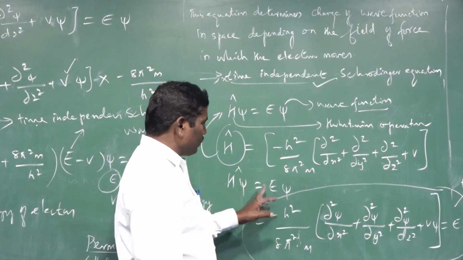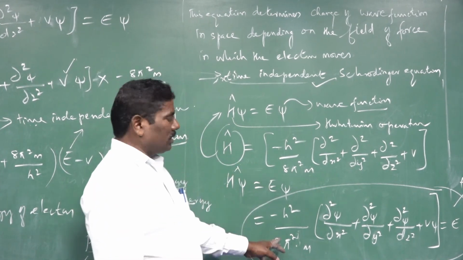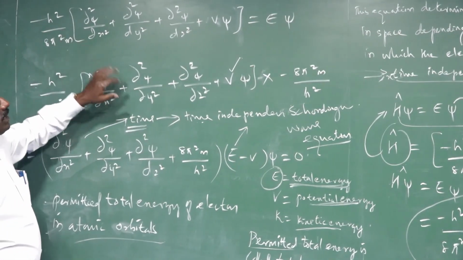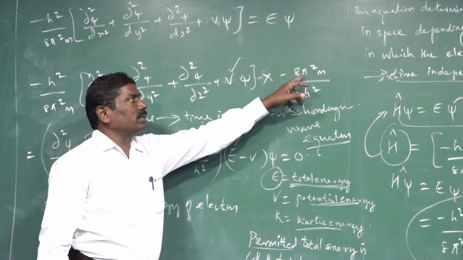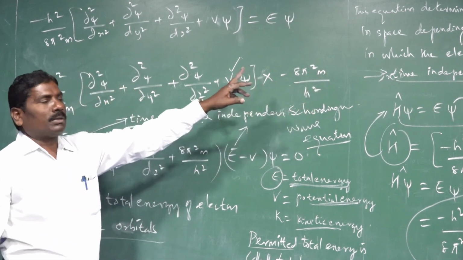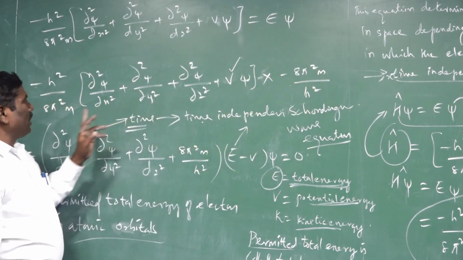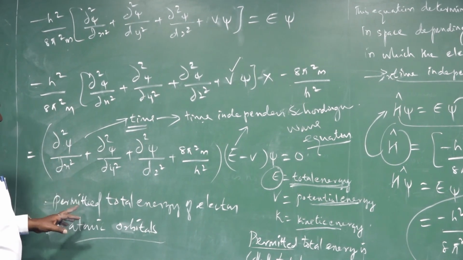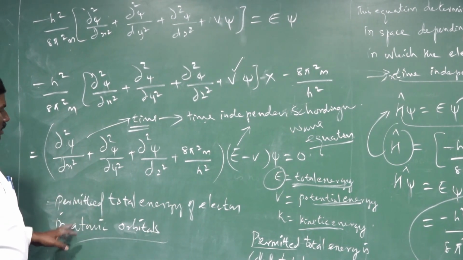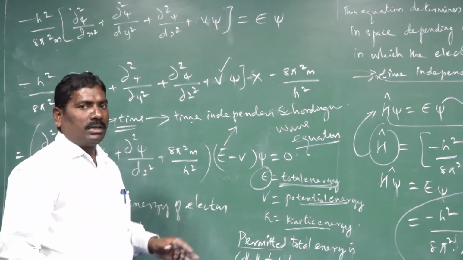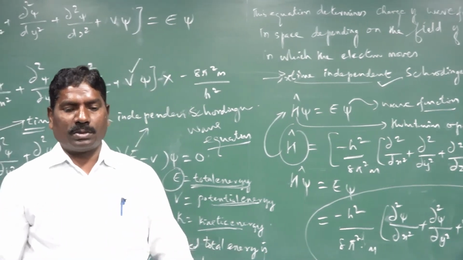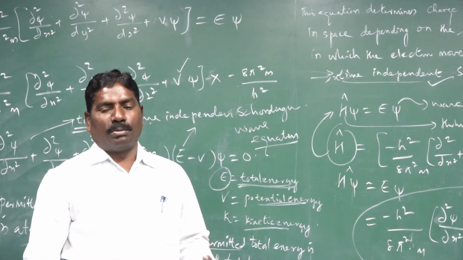We have to substitute the H value into the main equation, and finally you will get these equations. This equation is multiplied by minus 8 pi square m divided by h square, and finally you will get the rearranged equation. This rearranged equation is only for the permitted total energy of an electron in atomic orbitals. This is a concept we are going to see in the next session: what are the quantum numbers.